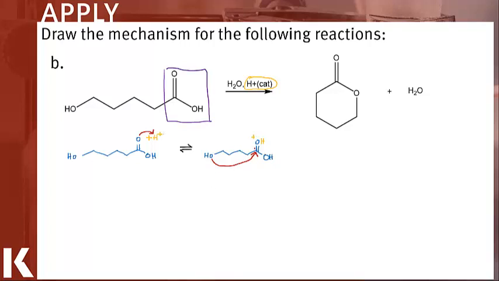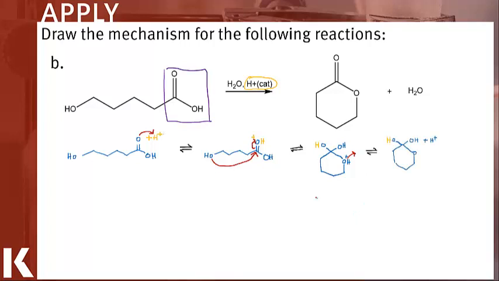When this happens, the bond from the carbonyl will move up, so I end up with a single bond. I now have this cyclic molecule, and in this cyclic molecule, I see that the oxygen that's in the ring is positively charged. It doesn't like to be positively charged, so it's going to kick off that proton.